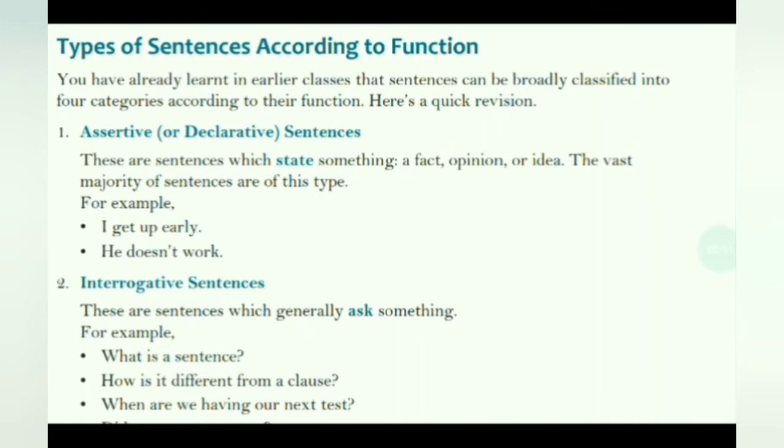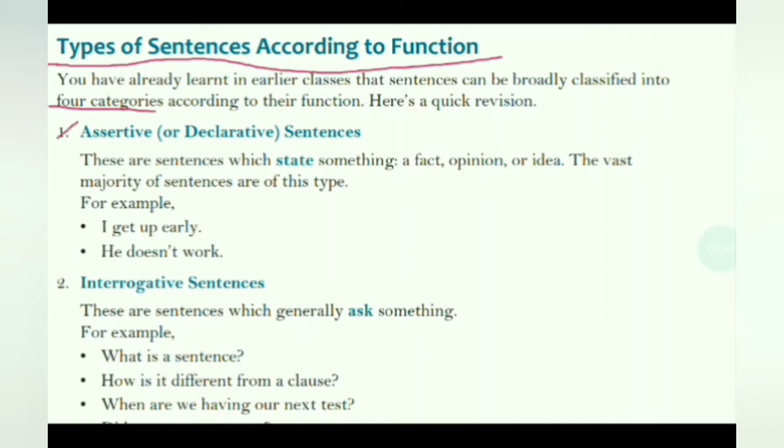And today we are going to learn about kinds of sentences. Here are the types of sentences according to function. As you have already learned in earlier classes, sentences can be broadly classified into 4 categories according to their function. Here is a quick revision. Which 4 categories? Assertive or declarative sentences, interrogative sentences, imperative sentences, and exclamatory sentences. So let's discuss them one by one.